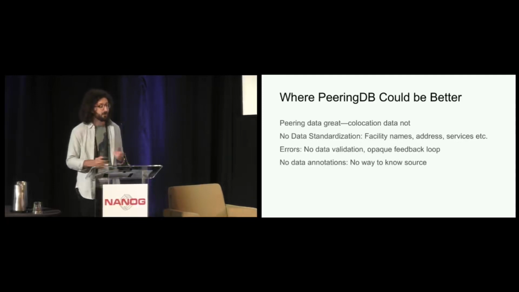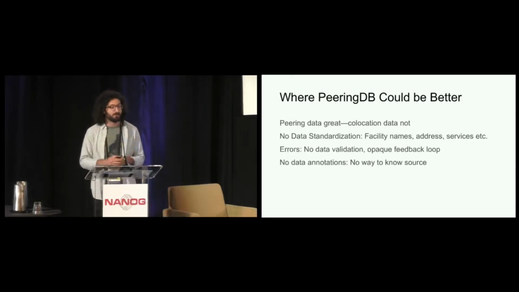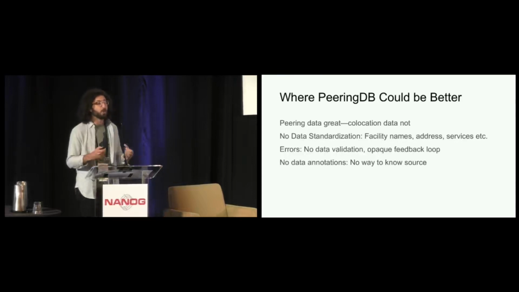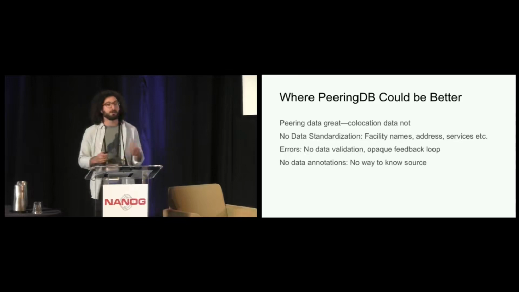There's no data standardization, which means facility names, addresses, and services offered at those facilities are mismatched. There's not as much data validation, and when you're submitting changes, there can be an opaque feedback loop where you don't really know. I know Aaron was talking about getting changes approved faster, but really understanding the paper trail of some of those decisions and how conflicts were resolved. Additionally, when you're viewing PeeringDB, there isn't much of a paper trail of knowing the source and how many different sets of data contributed to what you're looking at and taking as the truth.